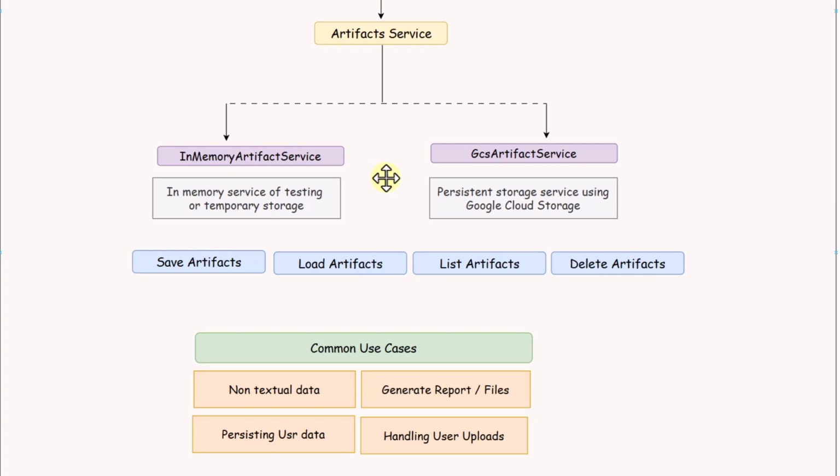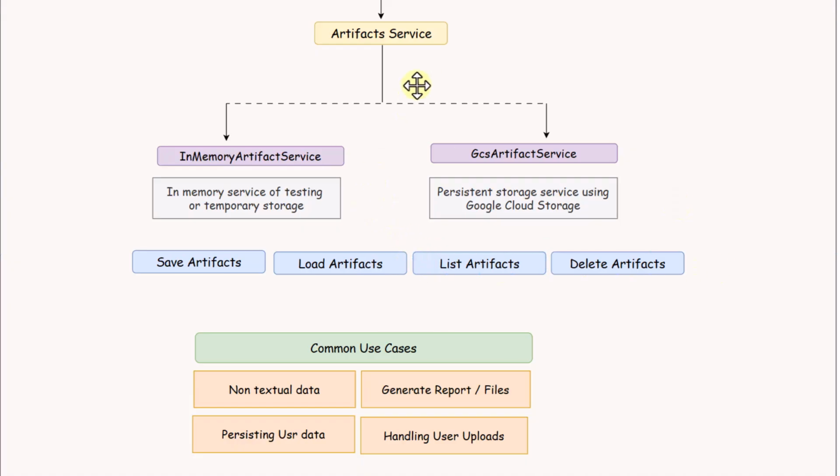But if you're looking for a production use case, then it's better to use the GCS artifact service, because in this case your artifacts are going to be stored in Google Cloud Storage. So it's going to be stored there permanently, and you can use it across different applications and different sessions without worrying that it will be gone once your application has been shut down.